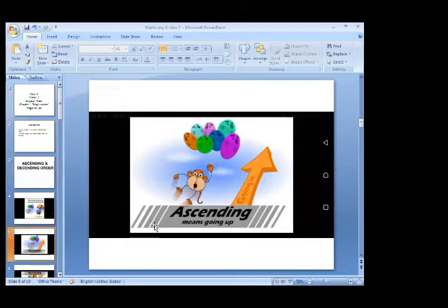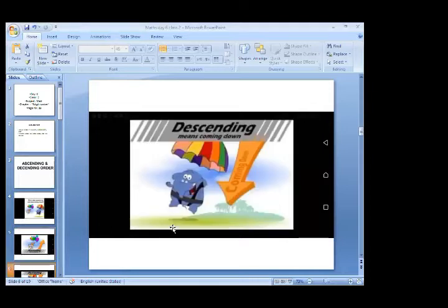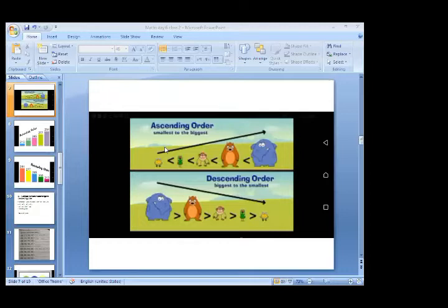Ascending means going up and descending means going down. In ascending order you will arrange numbers from smallest to biggest number, and in descending order we will arrange numbers from biggest to smallest.